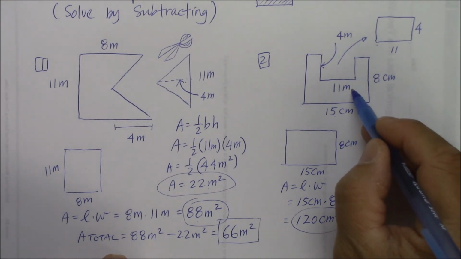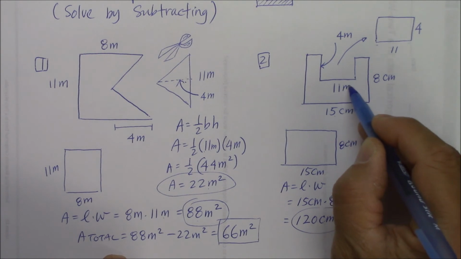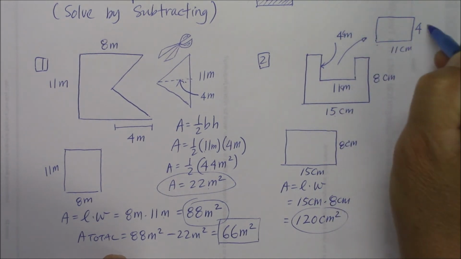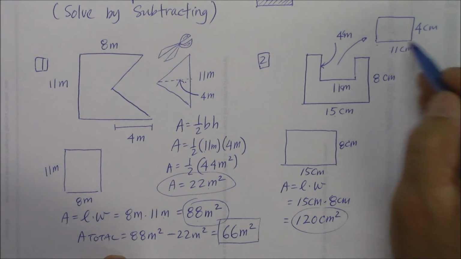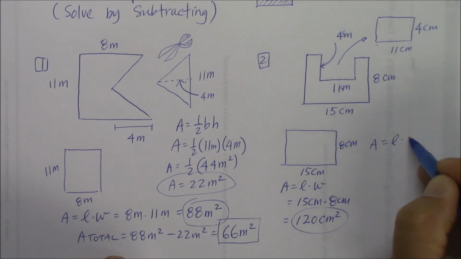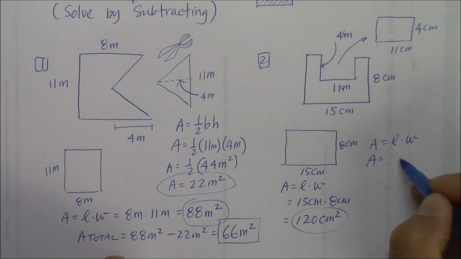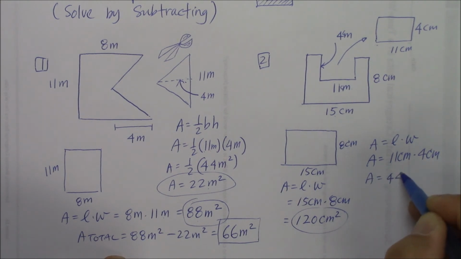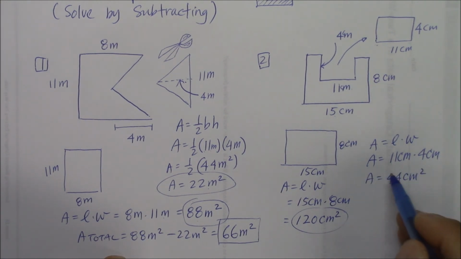Okay, we got a wrong measurement here. This is a centimeter, not meter. Same as here. Sorry about that. Okay, so there we go. So this is even easier. So area equals length times width again. And it is going to be 11 centimeters times 4 centimeters. So therefore it is 44 centimeters squared.